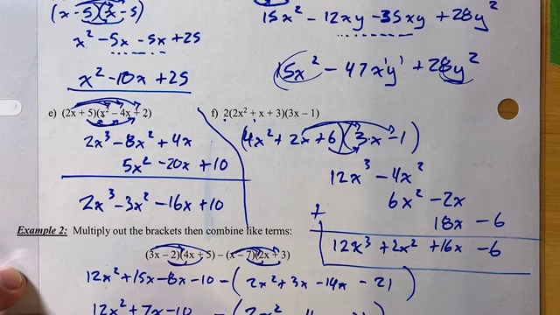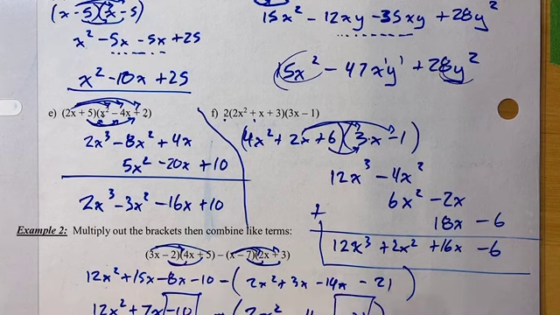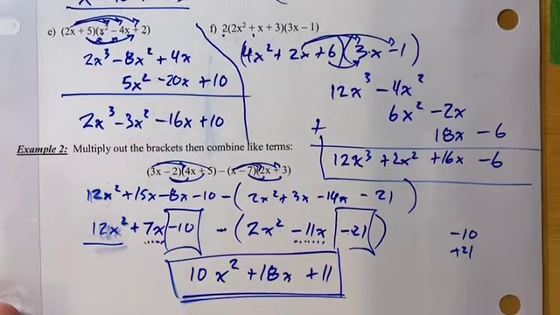So let's simplify this. 12x squared minus 2x squared is 10x squared. 7x minus minus is plus. That's 18x. And the last one, negative 10 minus minus, that's plus. So it's going to be negative 10 plus 21. Negative 10 plus 21 is going to be positive 11. There's my answer. There we go.